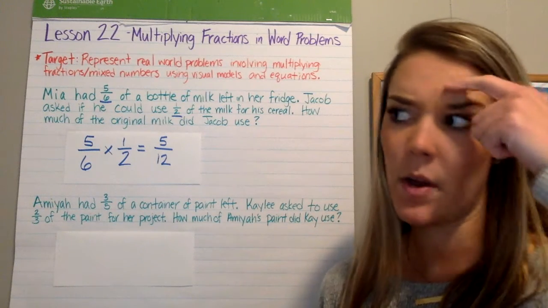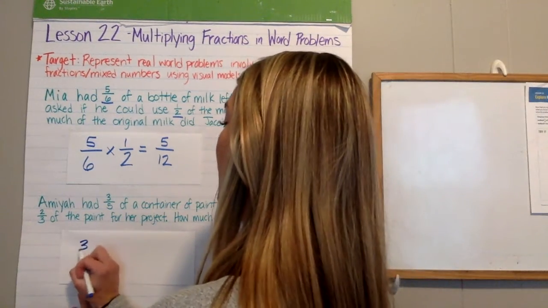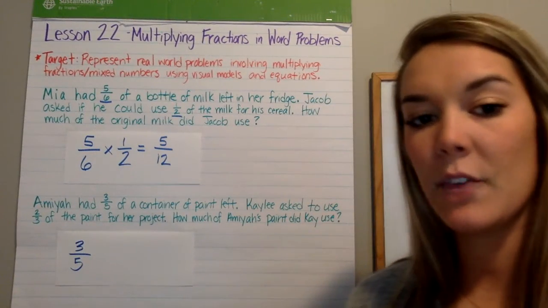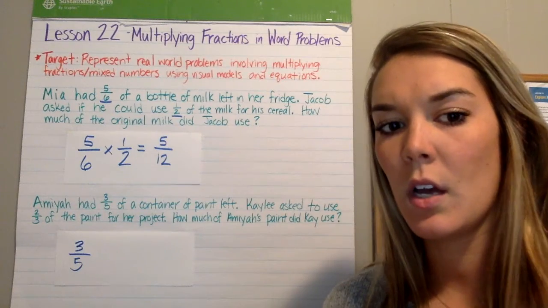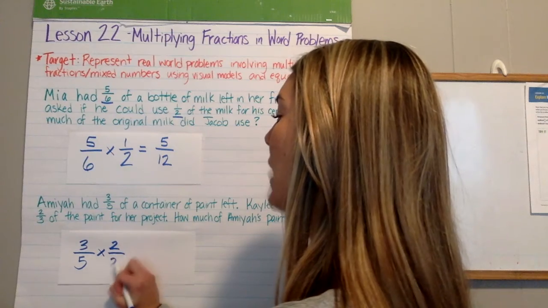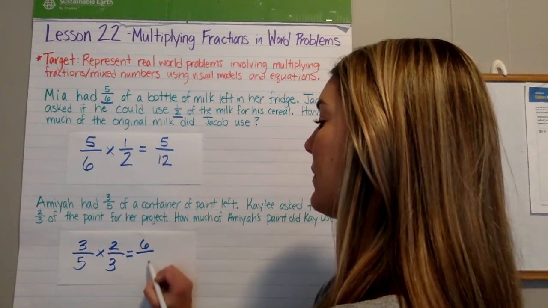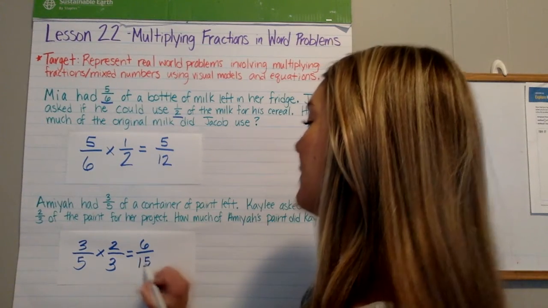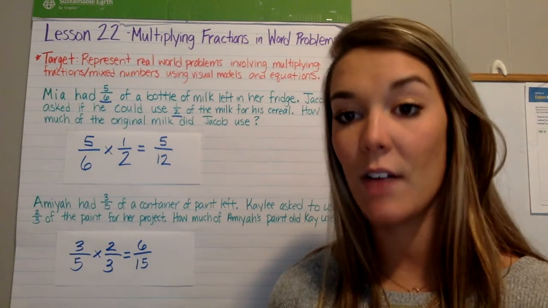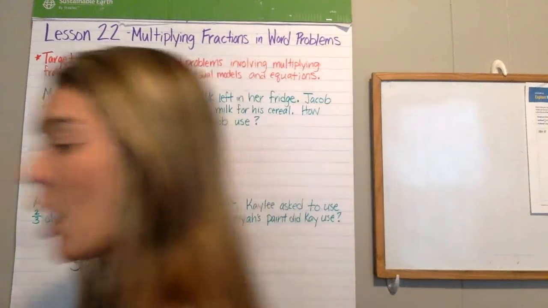Okay, I need to figure out how much of Amaya's paint, which was 3/5 of the container, did Kaylee use if she used 2/3 of the paint? I need to multiply. So 3 times 2 is 6. 5 times 3 is 15. Okay, this means that Kaylee used 6/15 of Amaya's paint. Great sharing, girls. Okay, now we're going to move on to the RCC book.